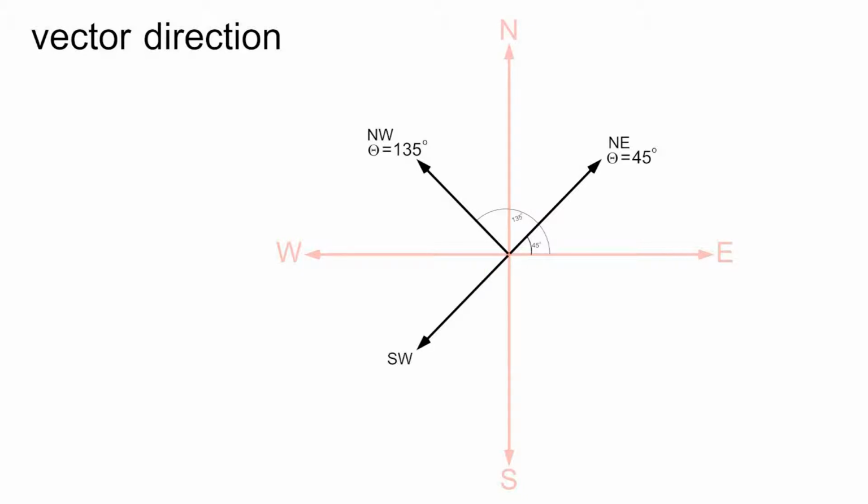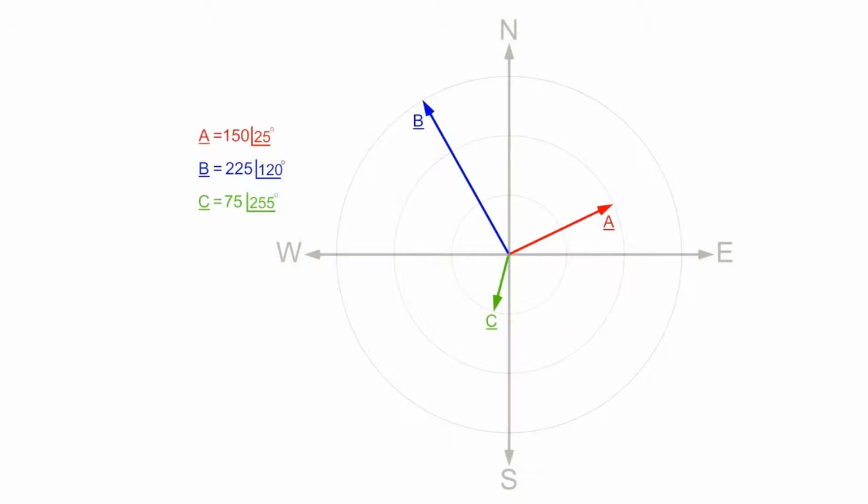Now look at the southwest direction. Notice that it makes 225 degrees. And finally southeast makes 315 degrees. Notice that these angles are always referred to the east direction. Now look at these three random vectors. Notice the difference in their amplitudes. The green vector is the shortest with 75 length, while the blue vector is the longest with 225 amplitude.